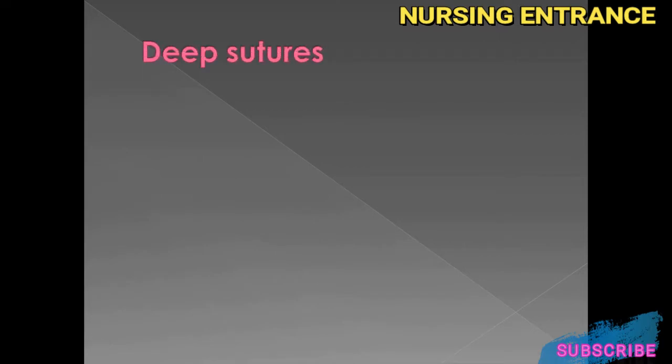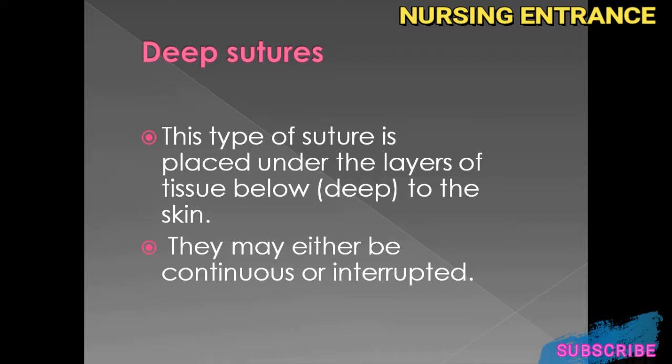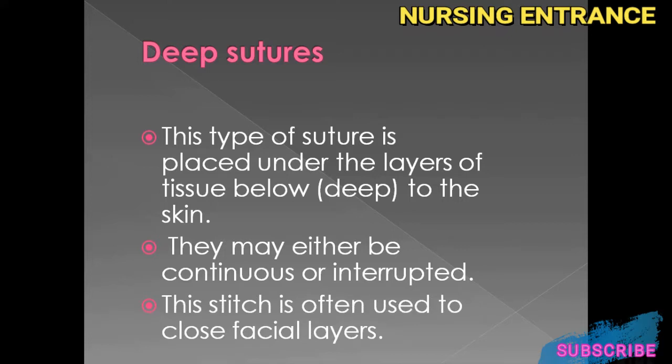Next one is deep sutures. This type of suture is placed under the layers of tissue below, that is deep to the skin. They may either be continuous or interrupted. This stitch is often used to close facial layers.